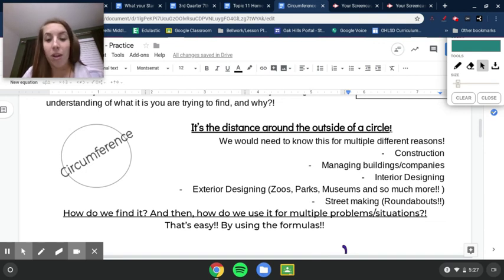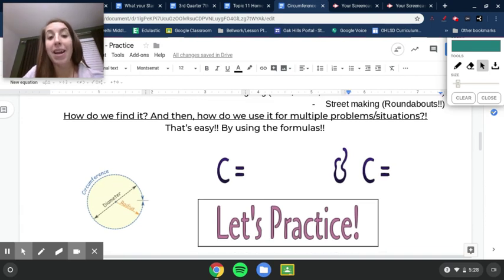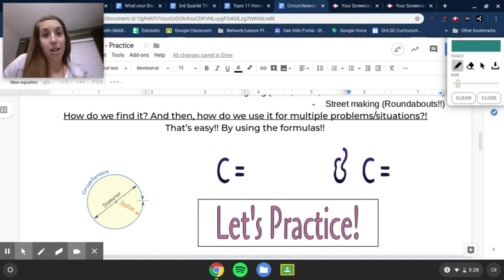Okay, so let's go on and look at how we find it and then how we're going to use it to solve multiple problems or situations. It's really easy to find if you know what the formula is. There are actually two ways that you can write the formula, and this is based off of the information that you already know about circles from Monday.